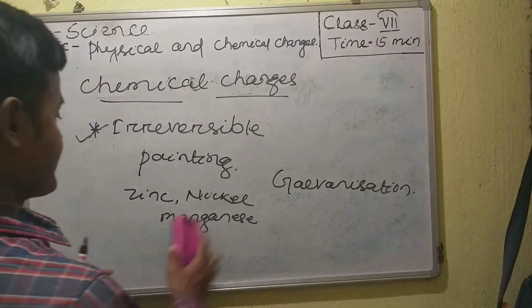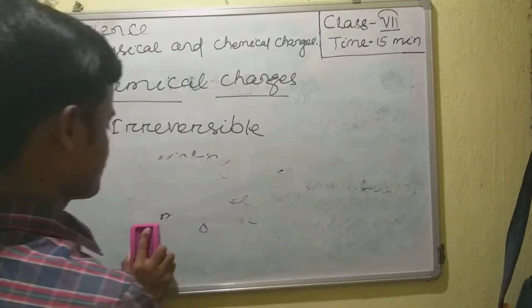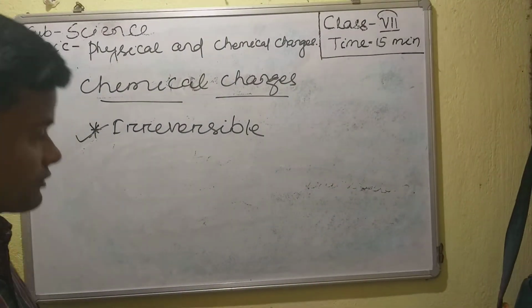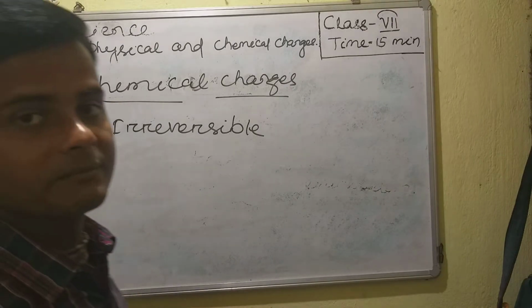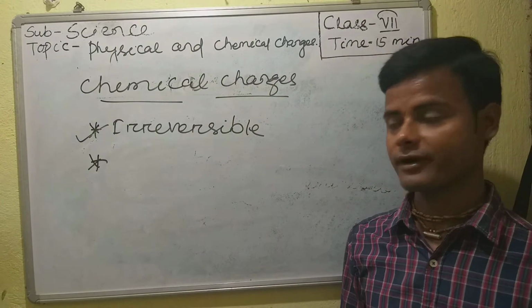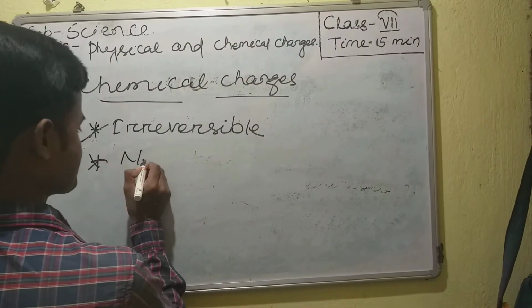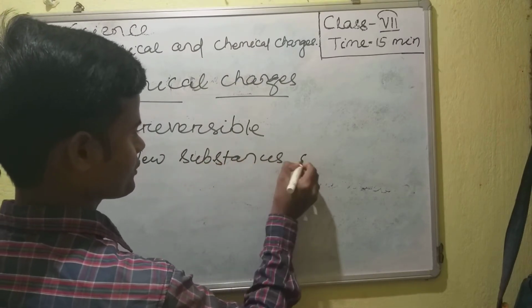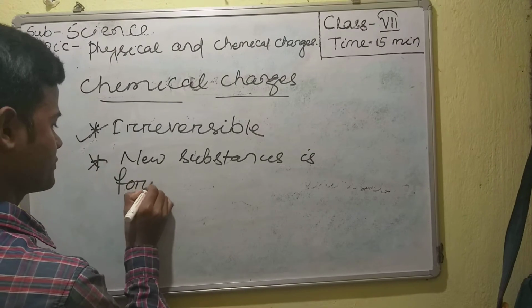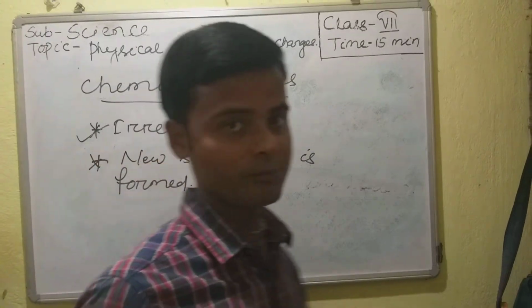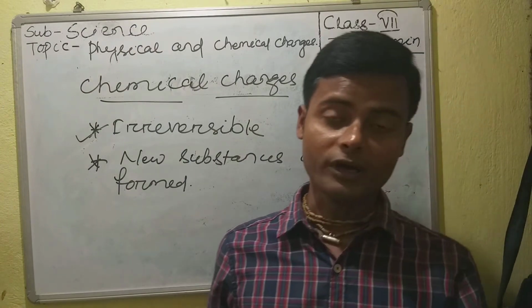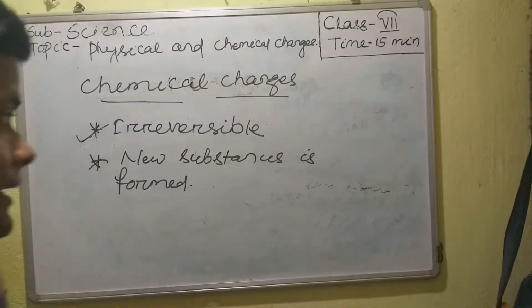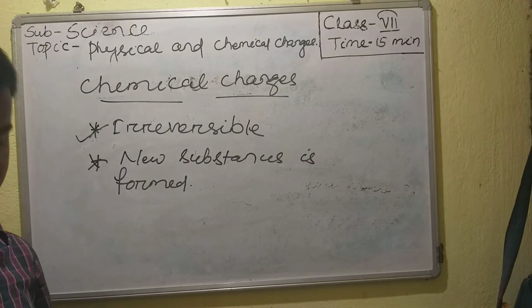So let us see, in chemical changes a new substance is formed, right? It is just the opposite of physical changes. As I said before, in physical changes no new substance is formed, but in chemical changes a new substance is formed. Suppose you are going to prepare curd from milk, right? Can you get milk again from the curd? No, it is not possible. So in chemical changes, a new substance is formed.